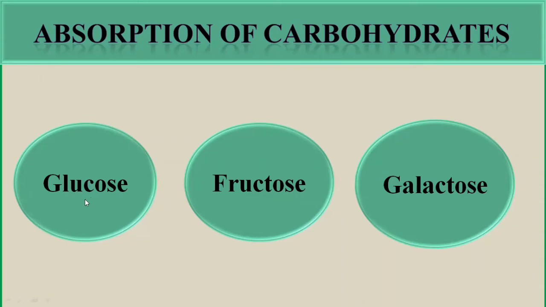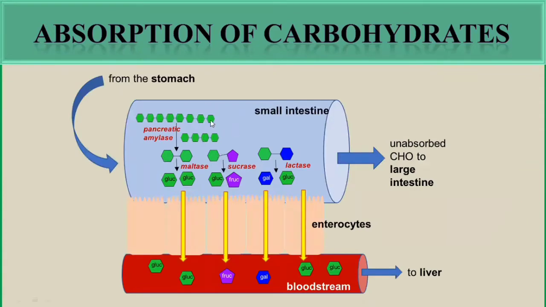The final end products of carbohydrate digestion, glucose, fructose and galactose, are ready for absorption in the small intestine. Fructose and galactose are mostly converted into glucose, and if they are not converted, then when they reach the liver through blood, they are converted into glucose, because in the human body the carbohydrate in the blood circulation is present in the form of glucose.